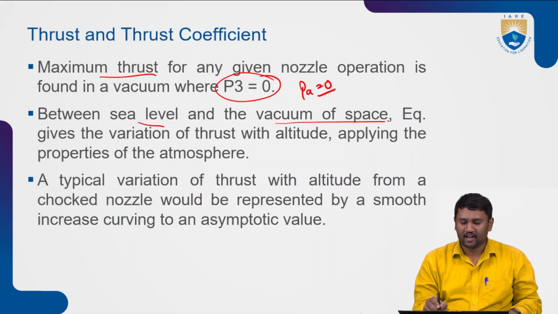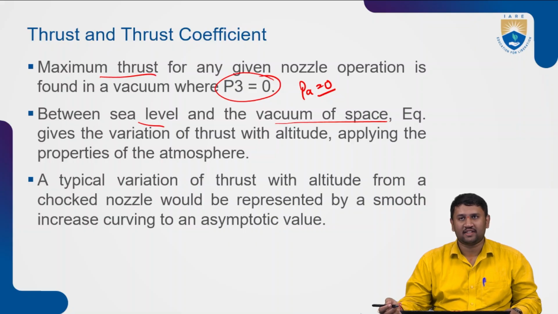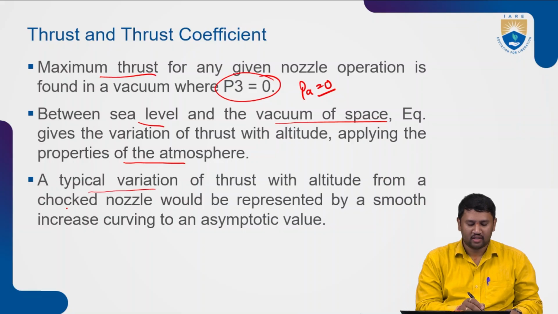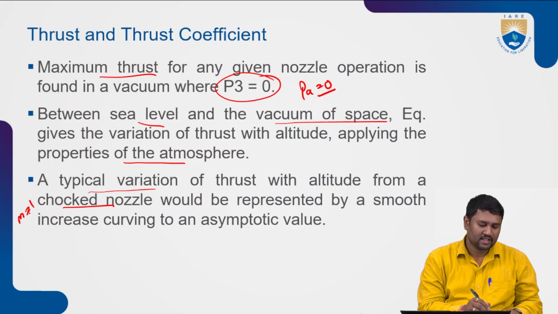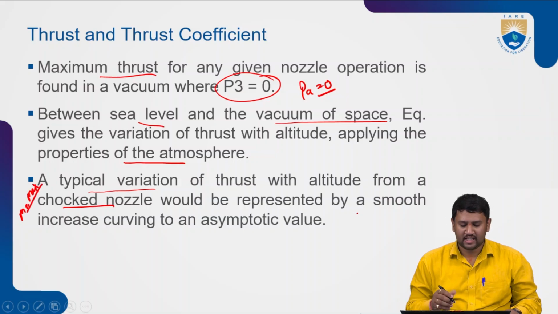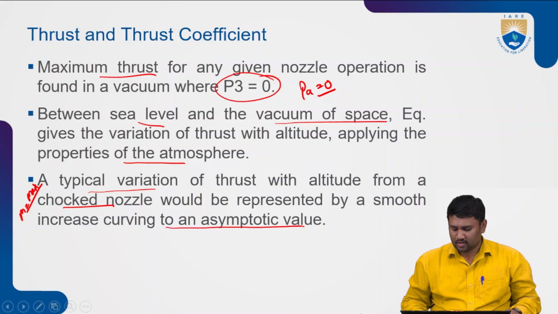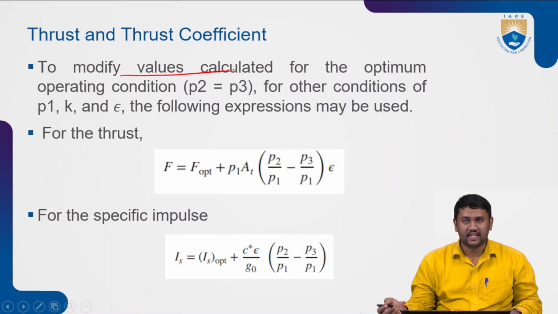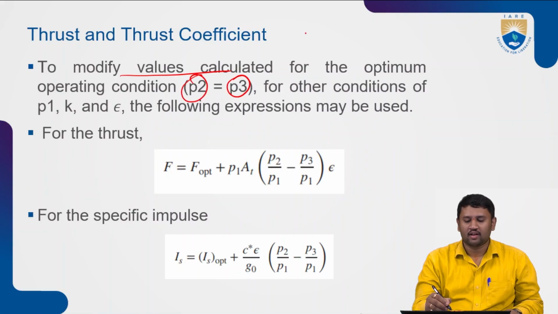And between sea level and the vacuum of space, the equation that we discussed earlier gives the variation of thrust with altitude. Applying the properties of the atmosphere, a typical variation of thrust with altitude from a choked nozzle, where the mass flow rate is maximum, would be represented by a smooth increasing curve to an asymptotic value.